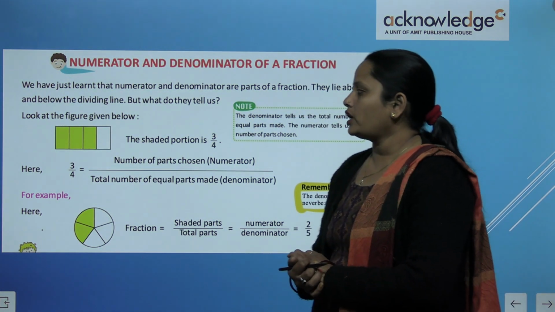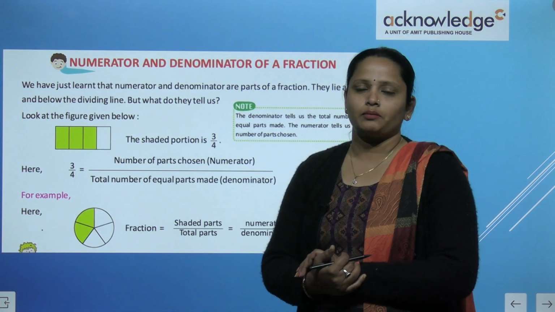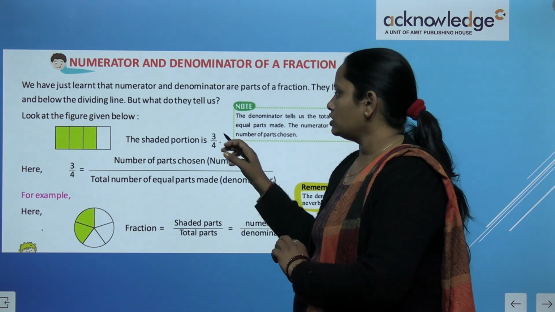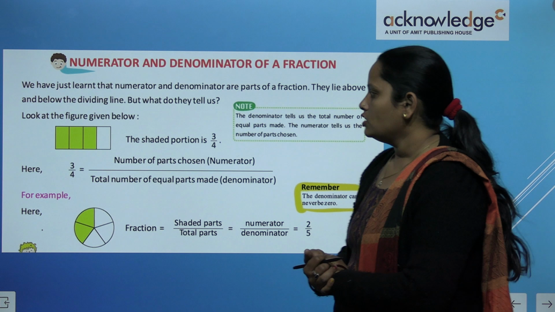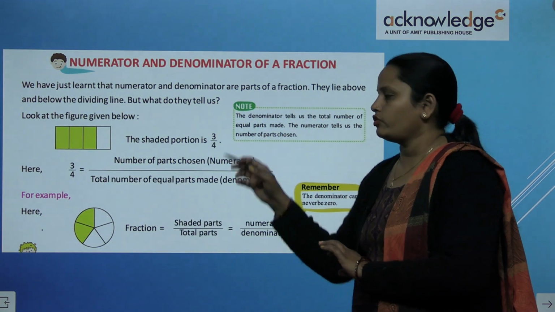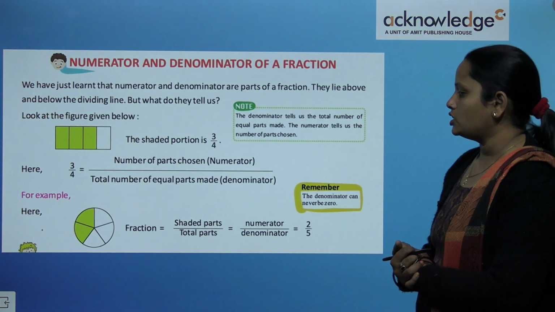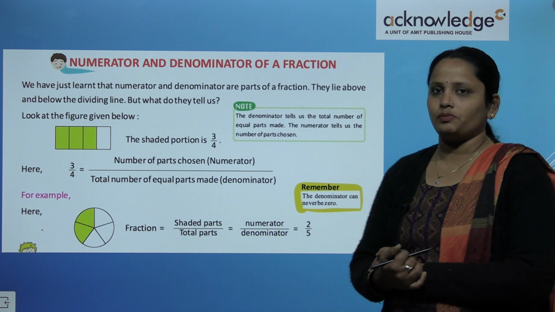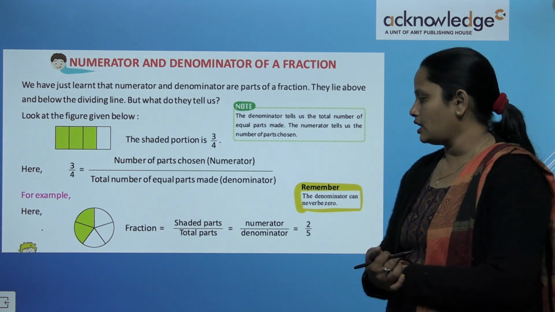So let's look at the figure. यहाँ पे एक figure बनी है, उसमें आप देख सकते हो 4 parts हैं जिसमें से 3 part shaded हैं. So 3/4 is shaded. So यहाँ पे जो 3 है वो है हमारा numerator और जो 4 है वो है हमारा denominator. So जो shaded part है वो हमारा numerator है और जो total parts है वो हमारे denominator में आ रहा है.